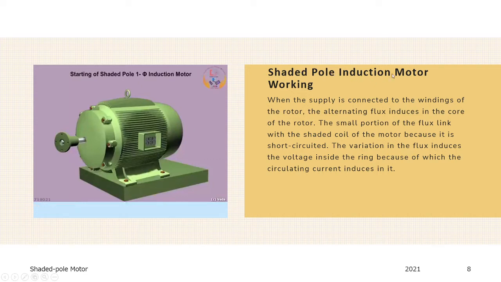Next. Shaded pole induction motor working. Where the supply is connected to the windings of the rotor, the alternating flux induces the core of the rotor. The small portion of the flux linked with the shaded coil of the motor because it is short circuit. The variation in the flux induces the voltage inside the ring because of which the circulating current induces in it.